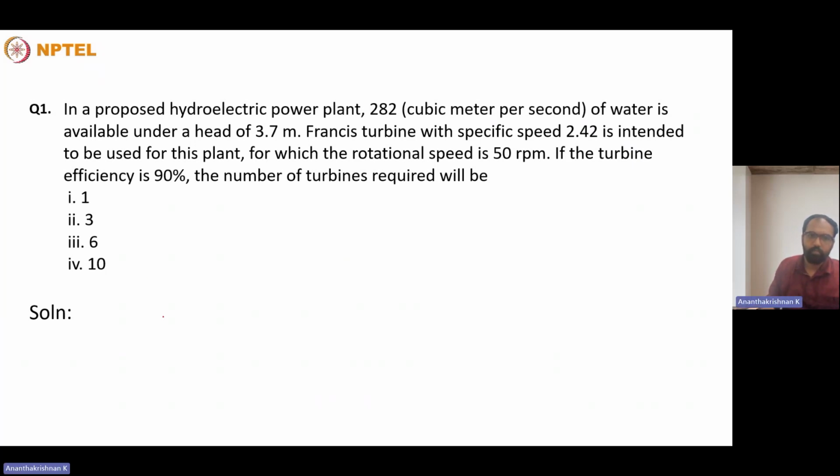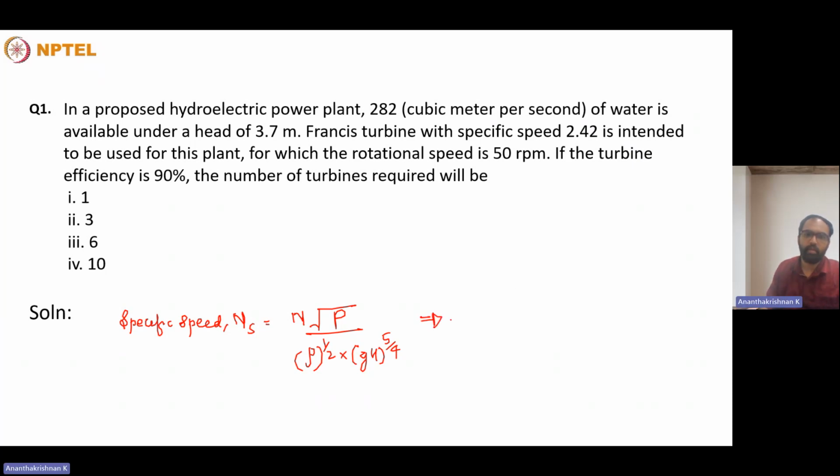So in this particular problem, the specific speed is given by the formula N root P divided by rho raised to 1/2 into gH raised to 5/4. This is the dimensionless form of the specific speed. If it is the dimensional form, that will be N root P divided by H raised to 5/4 when it comes to turbines.